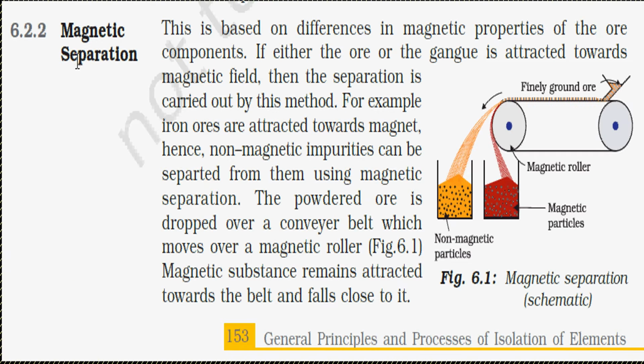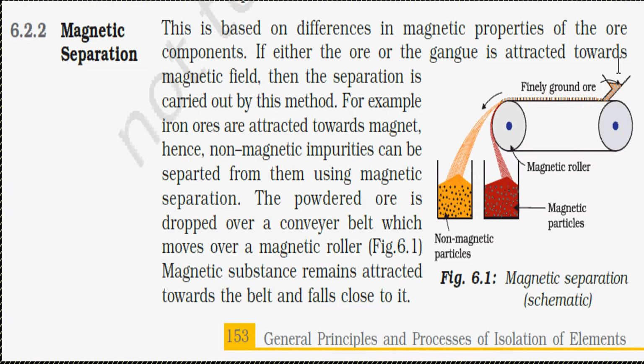The second method is magnetic separation. This is based on the differences in magnetic properties of the ore components. That is, if either the ore or the gangue is attracted towards the magnetic field, then the separation is carried out by this method. For example, iron ores are attracted towards the magnet and hence non-magnetic impurities can be separated from them using magnetic separation.